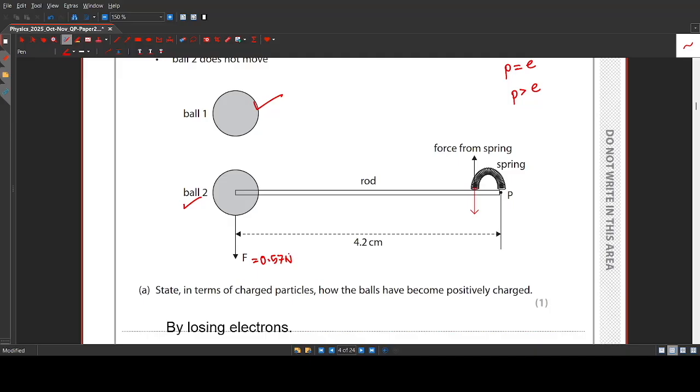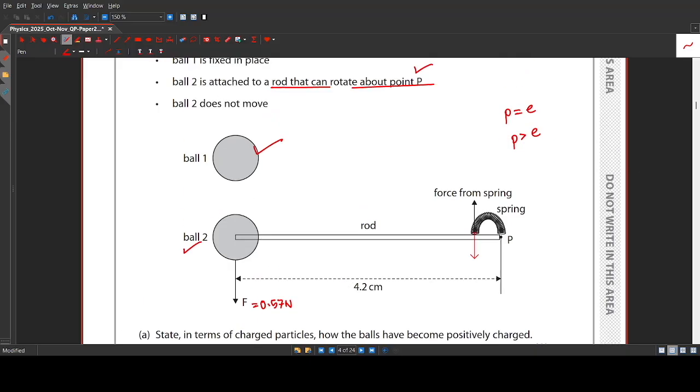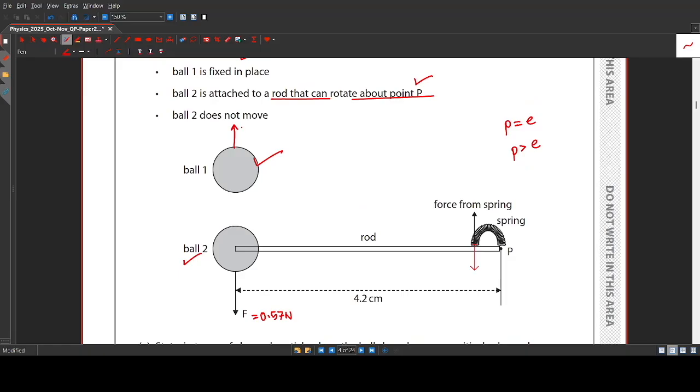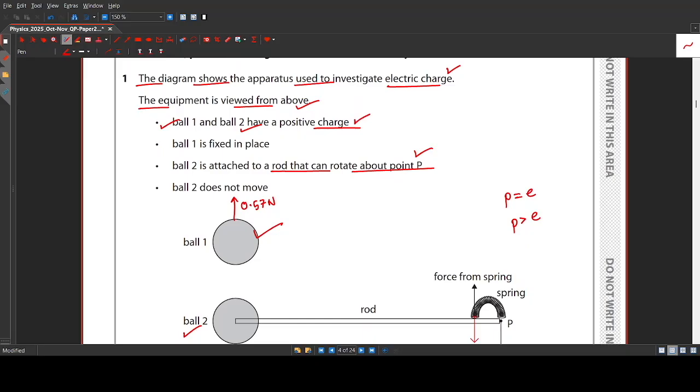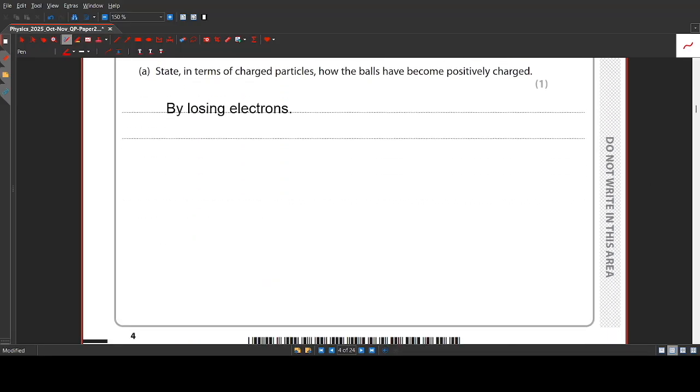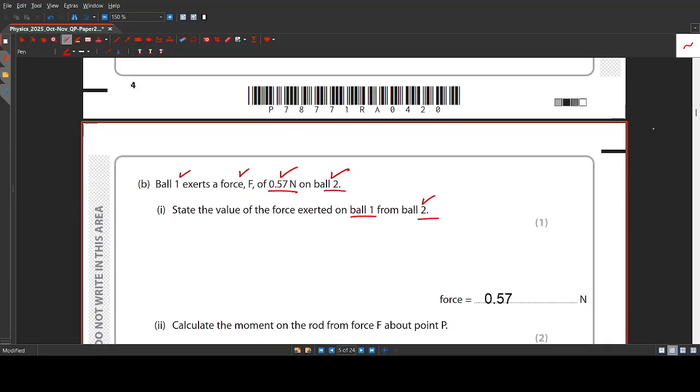Now, according to Newton's third law, ball 2 is also going to exert a force of equal magnitude on ball 1 in the opposite direction, which is 0.57 Newton as well. We know that Newton's third law states that every force has an equal and opposite reaction. So if ball 1 exerts a force of 0.57 Newton on ball 2 downwards, then ball 2 is going to exert an equal force on ball 1 upwards. And the forces are going to be repulsive because both of them are positively charged. So the answer to this question would be 0.57 Newton.